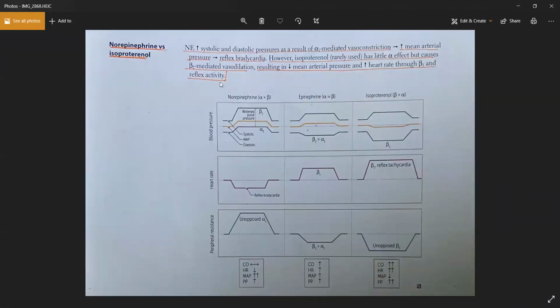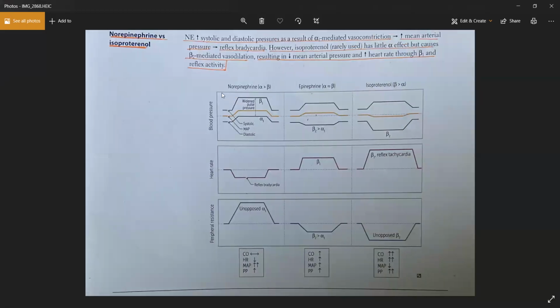Then comes the norepinephrine versus the isoproterenol. Okay, what is the function of this isoproterenol? What receptors will it stimulate? Beta 1 and beta 2 equally, right? Yeah. And this norepinephrine, it will stimulate the alpha 1, alpha 2, and the beta 1. Beta 1. Okay. Okay, now see.